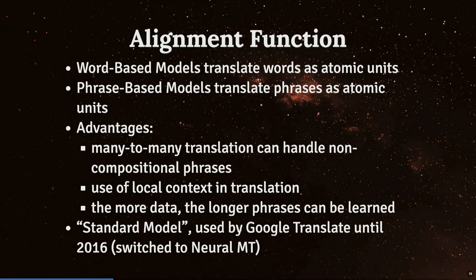German phrases. The more data you have, obviously, the better the translation. The more data you have, the much better the translation models. And statistical machine translation was the standard until 2016, so much so that Google was also doing that. And in 2016, I think Google switched over to neural machine translation.